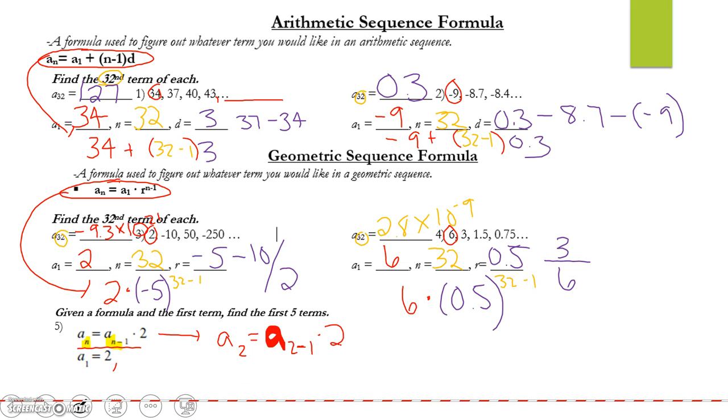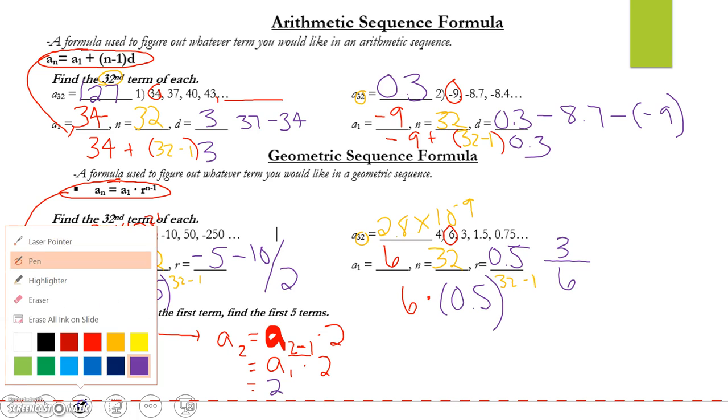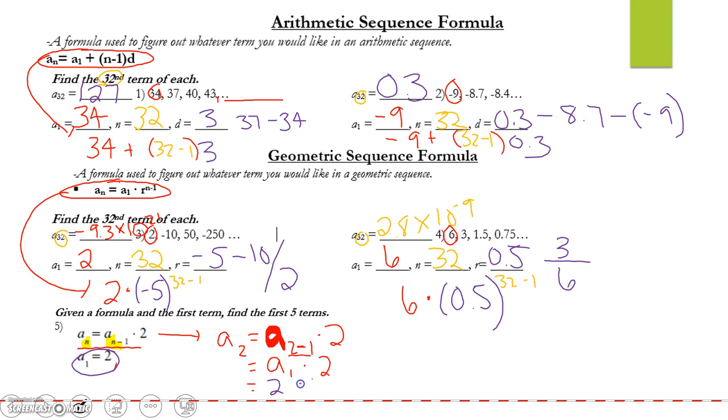So now whenever I solve this, 2 minus 1, I'm going to just subtract these 2 and get 1. And so then I can fill in a sub 1. A sub 1 equals 2. So I'm going to fill in 2 for a sub 1. So all this to say that a sub 2 equals 4. So the next term in your sequence is 4.